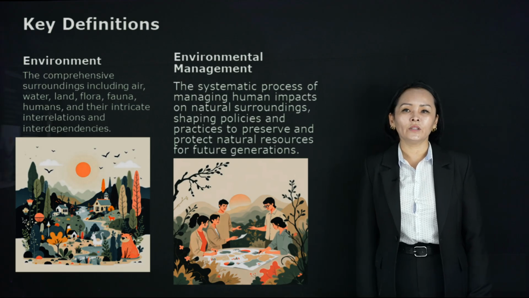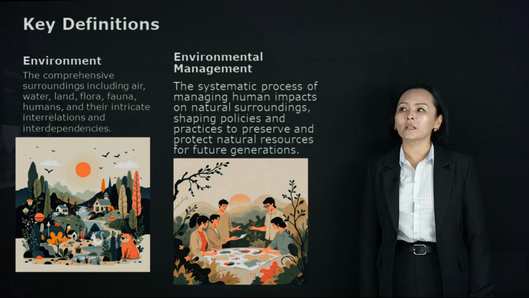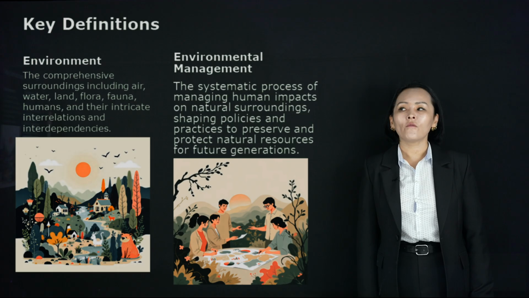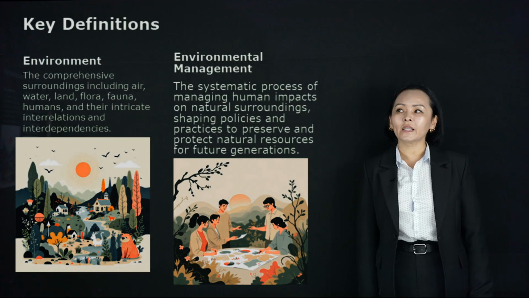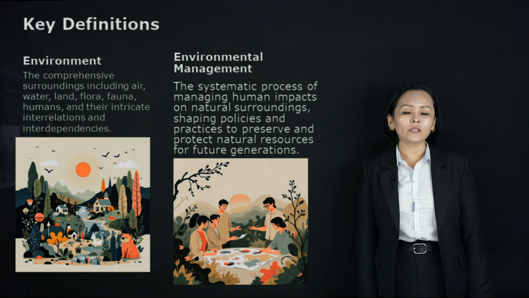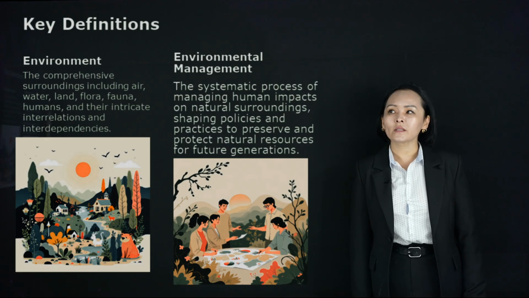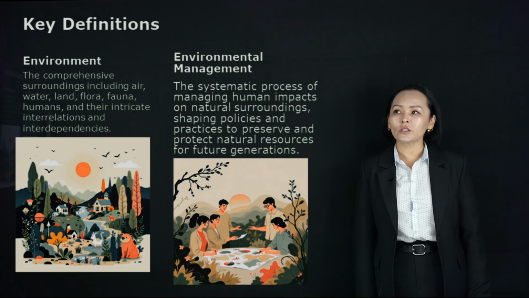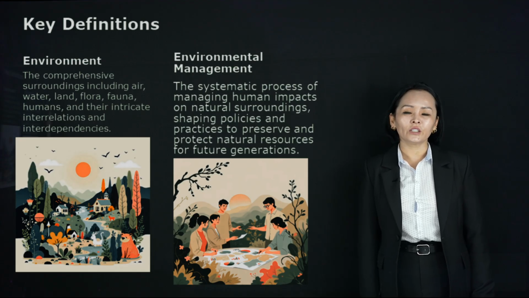Key definitions in this lecture are environment and environmental management. Environment is the comprehensive surroundings, including air, water, land, flora, fauna, humans, and their intricate interrelations and interdependencies. And next, environmental management is the systematic process of managing human impacts on natural surroundings, shaping policies and practices to preserve and protect natural resources for future generations.